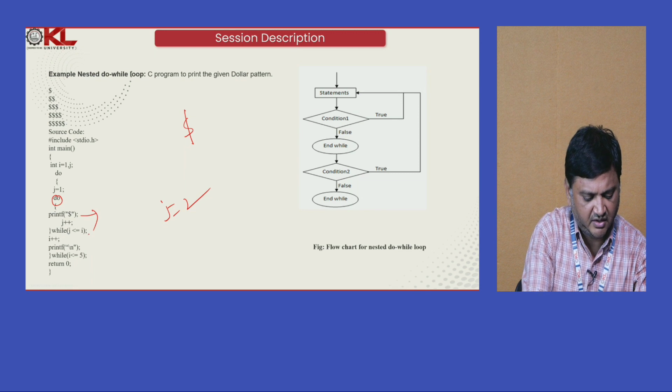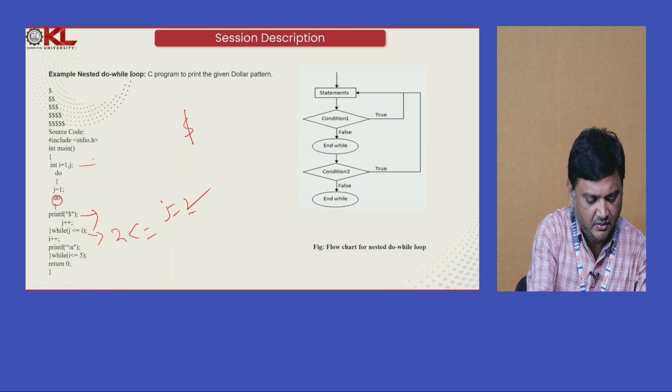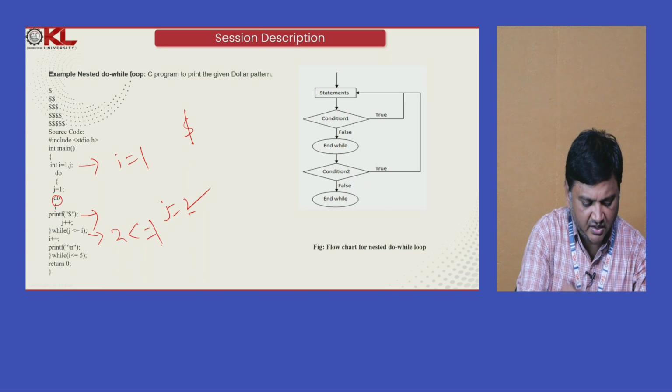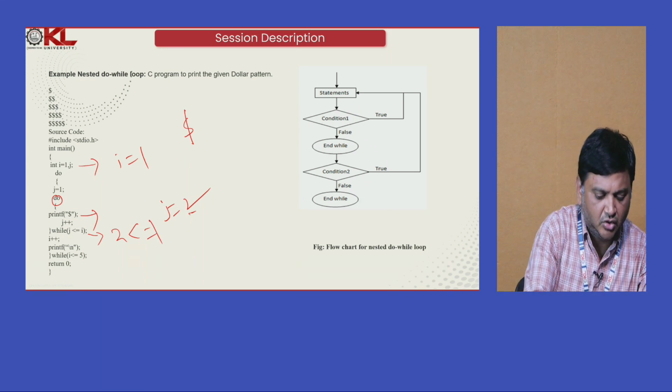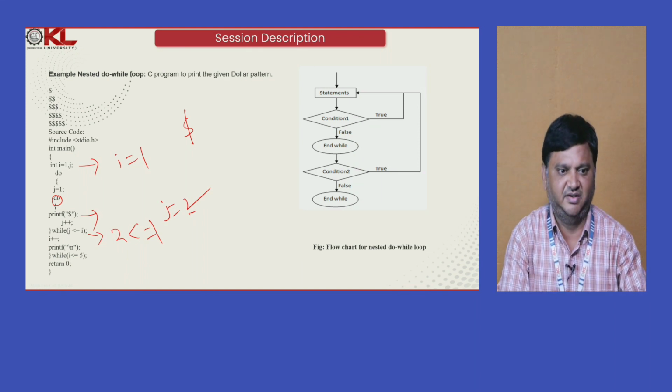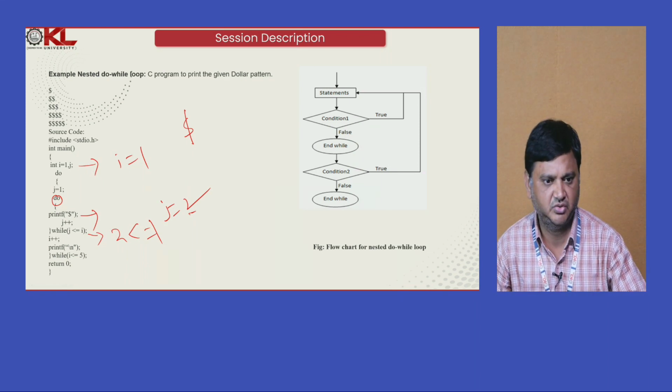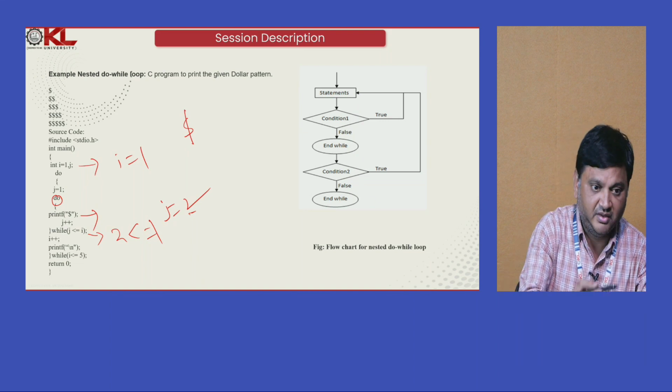What is the condition of the inner do while loop? j less than or equals to I. What is the j value now? 2. Less than or equals to I. What is the I value? I value is 1. Is 2 less than or equals to 1, my dear students? No, the condition gets failed. Now tell me, will you go to do or will you go to the next statement? Very good, my dear student. Most of the students have the answer in the mind. I will go to the next statement.